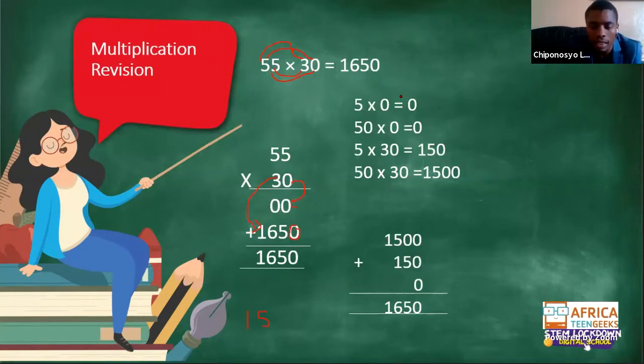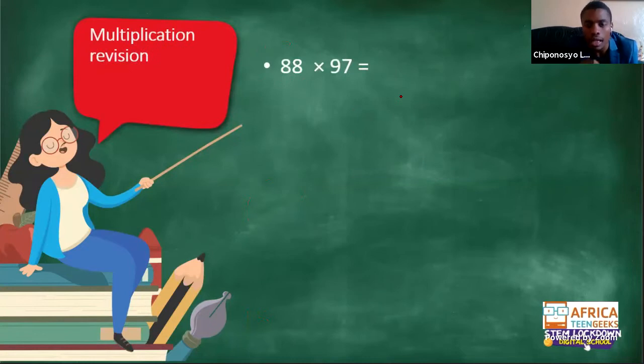All right, next slide. Try this, 88 times 97. I'm going to give you guys about 4 minutes to try it. Think about it very carefully. When are you multiplying with just a unit, when are you multiplying with a 10? Try 88 times 97. If you're done, you can just give me the answer in the chat, and then I'm going to explain the whole process again for you.